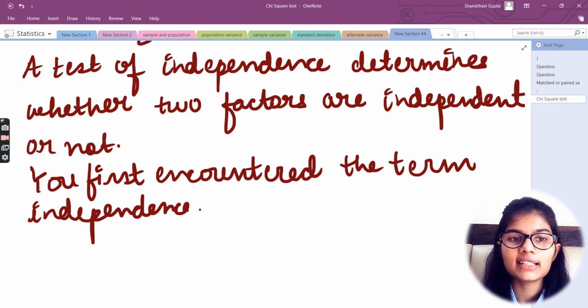So basically a test of independence determines whether two factors are independent or not. It basically lets us know whether the two factors which you have taken are independent or not.